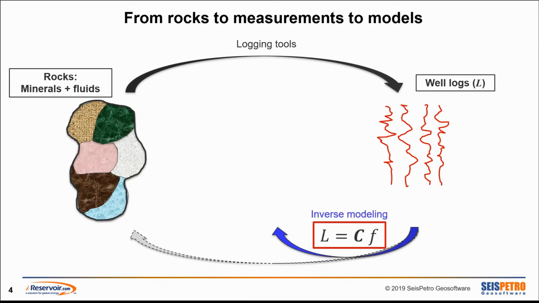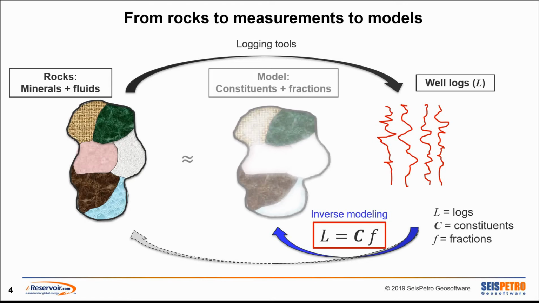So we settle for a simpler goal, which is doing inverse modeling, typically linear modeling, where we relate the logs, the constituents, and the fractions. And the result is an approximation to the real rock that has approximate volumes, approximate constituents. But we always need to calibrate this result with independent data in order to build confidence in what we are obtaining. And typically this independent data consists of lab measurements, thin sections, mud logs, cross plots, etc.